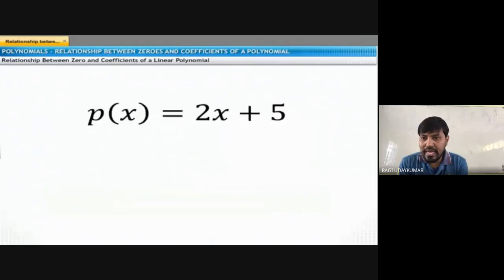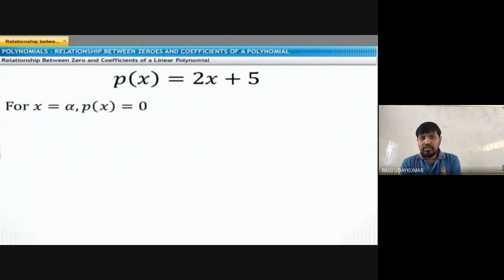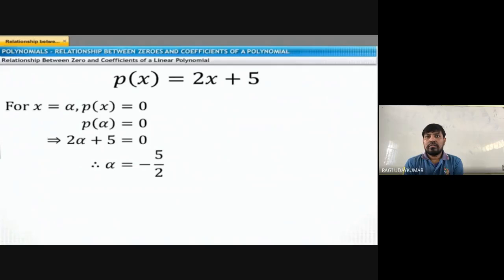So a real number k is the zero of the polynomial. Let for x equal to alpha, p of x equal to 0. Means we will consider the alpha. So we are going to get that alpha value as minus 5 by 2. That is the zero of this polynomial. Okay?